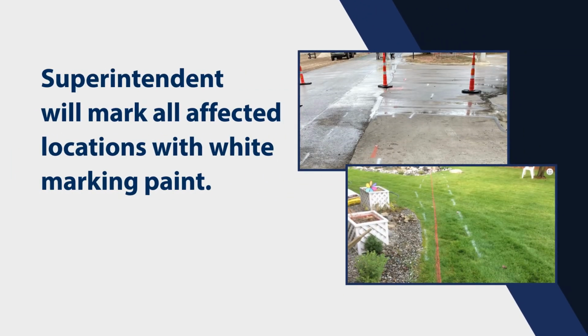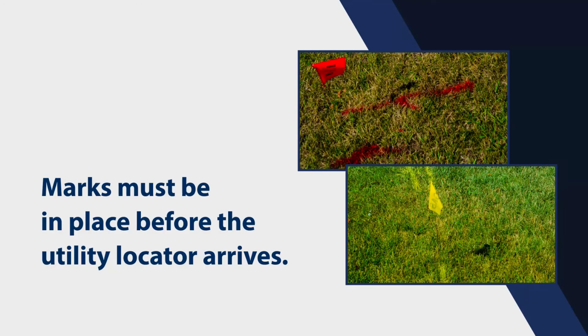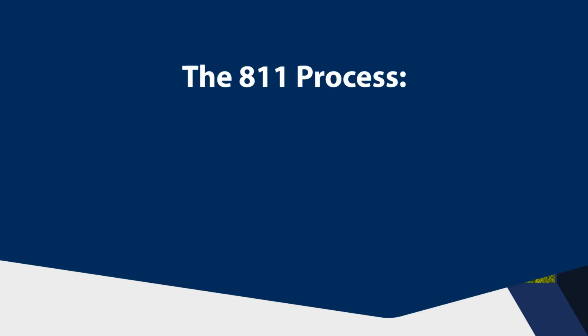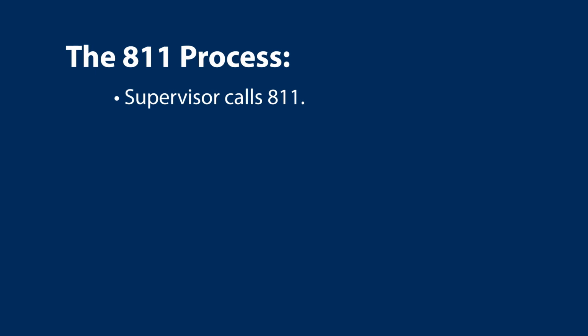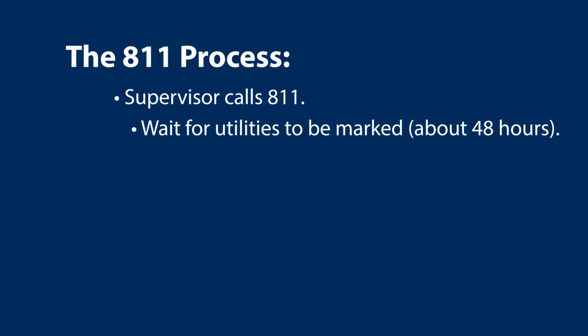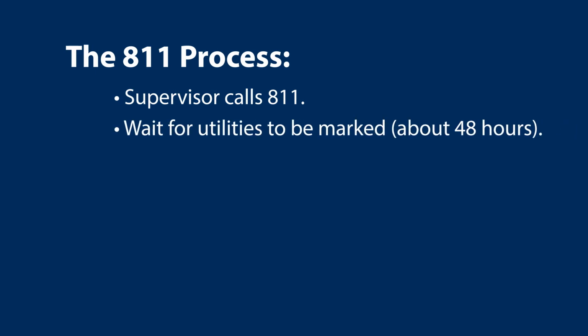The project superintendent, or a competent task team member, will identify all proposed locations to be excavated, drilled, or bored with white marking paint. These marks must be in place before the utility locator arrives to ensure the correct area is being marked by the utility locators. Next, your superintendent will notify the local one call center, or 811. Then, you wait the required amount of time for all utility operators to respond to your request. Normally, that means about 2 working days.